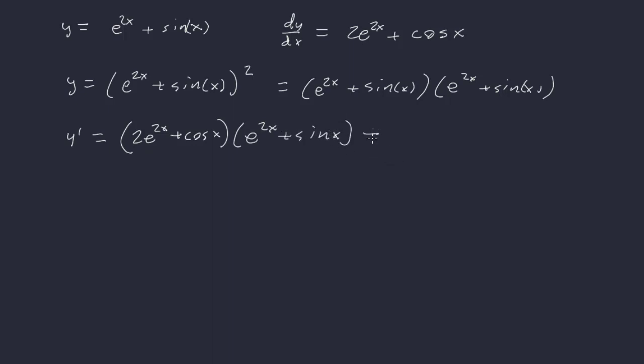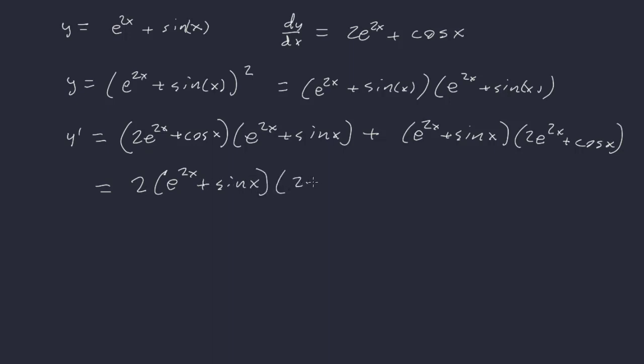okay, plus the first function left alone times the derivative of the second, which will be e to the 2x plus cosine x. Okay, now notice that because we started with this squared, we get two of the same piece, essentially. We get 2, let me write it this way, the original, okay, then times the derivative.